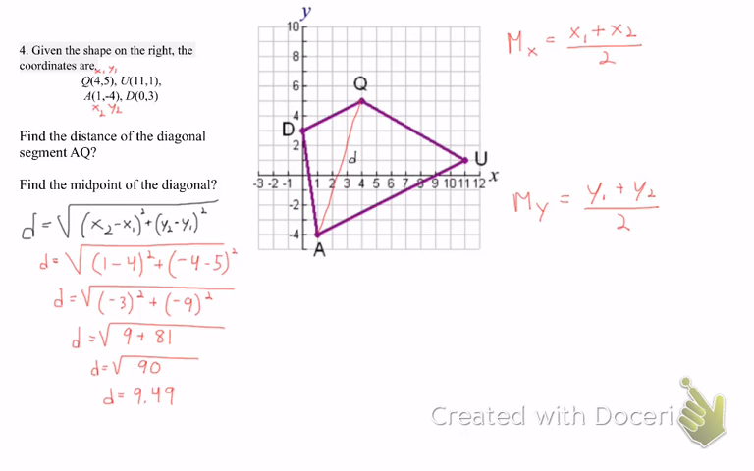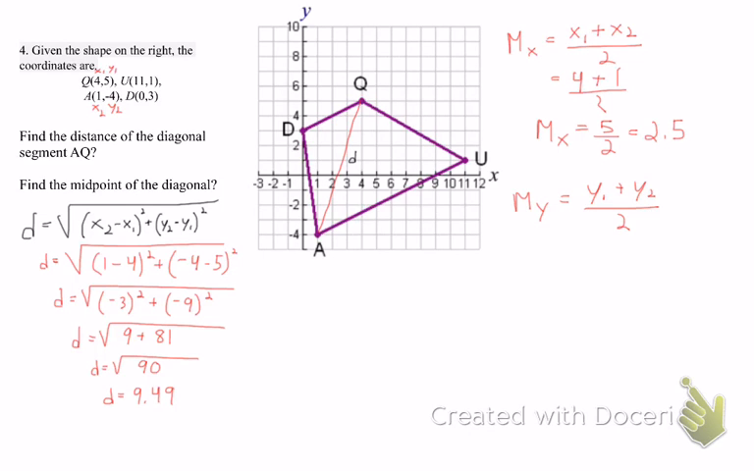Alright, so now what you have to do is just plug in our information. So we see that our x1, now the x1 comes from what point? It comes from point Q. So our x1 is 4, and our x2 comes from point A, and we see that that is 1. And we want to divide that by 2. So we get that our mx equals 5 divided by 2, or 2.5.